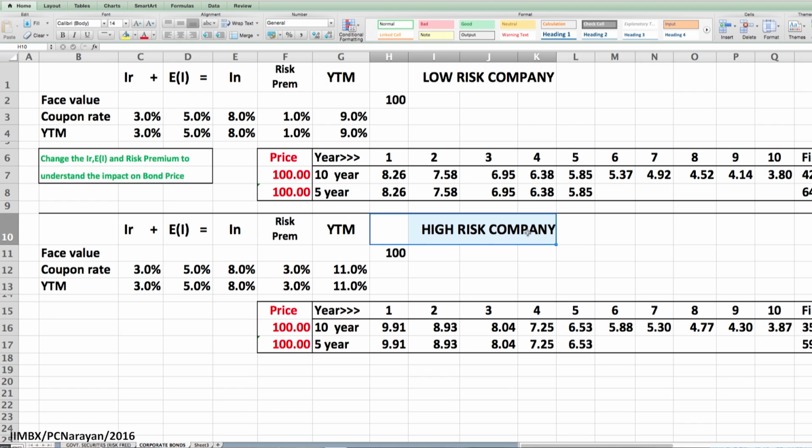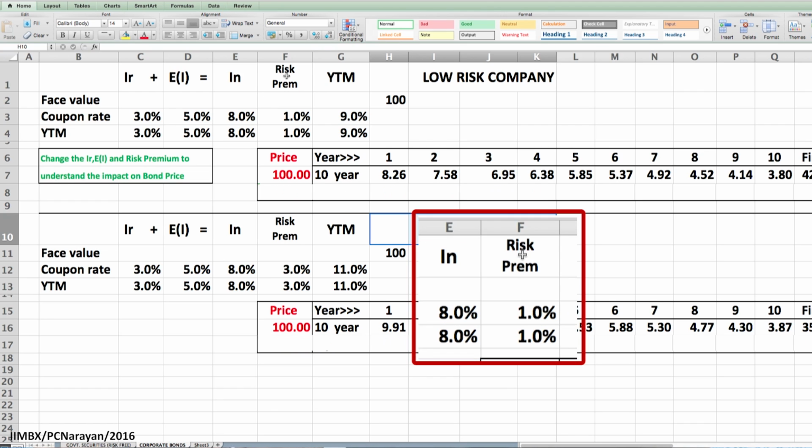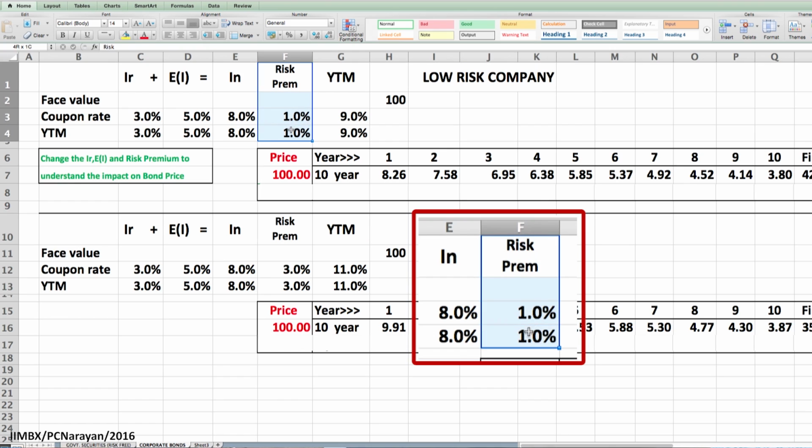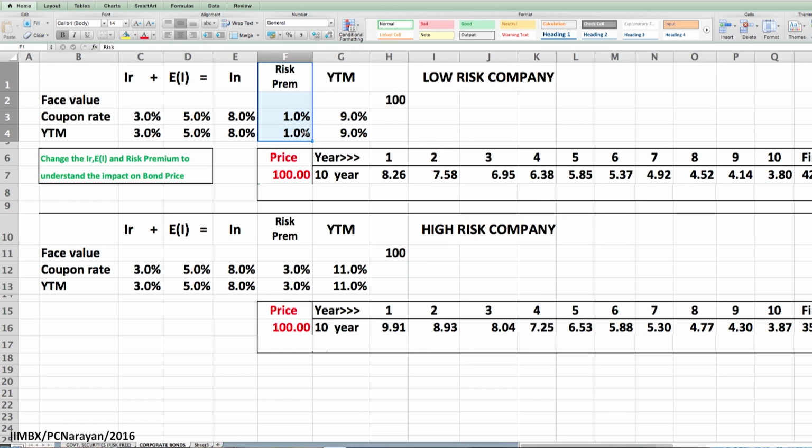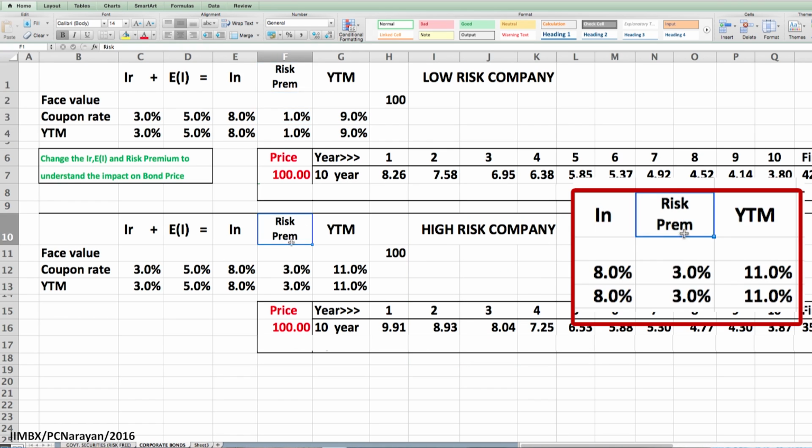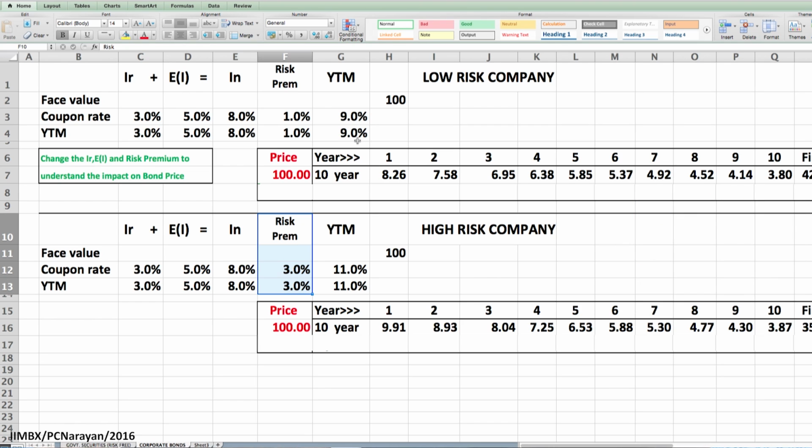Where does this difference in risk manifest itself? As you can see, it's in the risk premium. In the case of the low risk company, the risk premium is 1%. In the case of the high risk company, the risk premium is 3%. What does this do as far as the bond prices of the two companies are concerned?